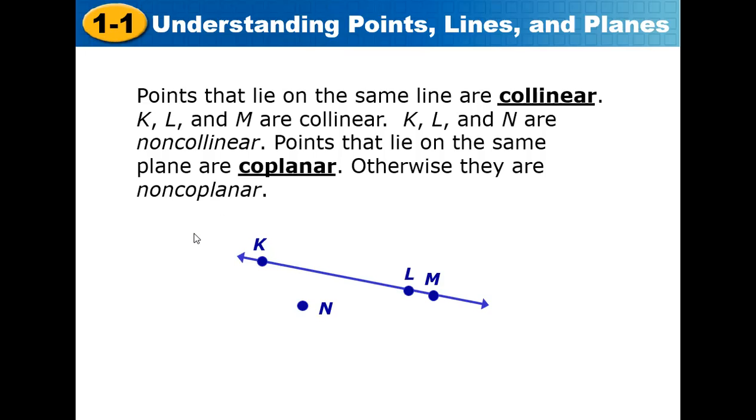Points that lie on the same line are collinear. So look at this line, I have K and L and M. This is called collinear points. Then K, L, and N. Look, K, N, and M. This is non-collinear because they do not belong to the same line. Points that lie on the same plane are coplanar. Otherwise, they are non-coplanar if they are not in the same plane.